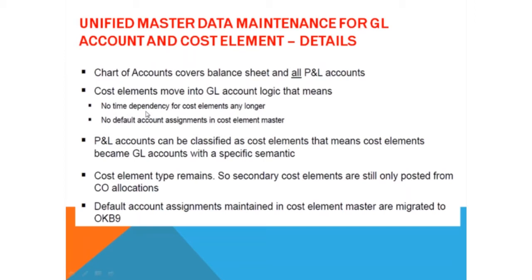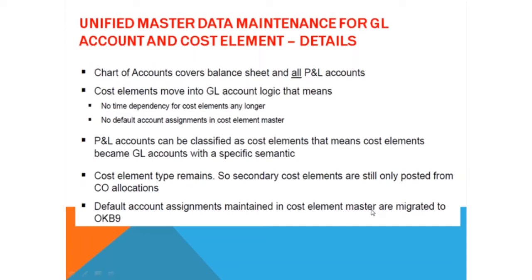That means no time dependency for cost element any longer. No default account assignment in cost element master. P&L accounts can be classified as cost element, as previously we had to perform it, but not secondary cost element. That means cost element becomes a GL account with a specific semantic. Cost element type remains, so secondary cost elements are still only posted from CO allocations. Default account assignment maintained in cost element master is migrated.